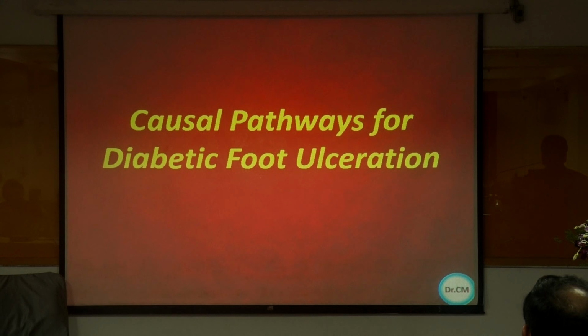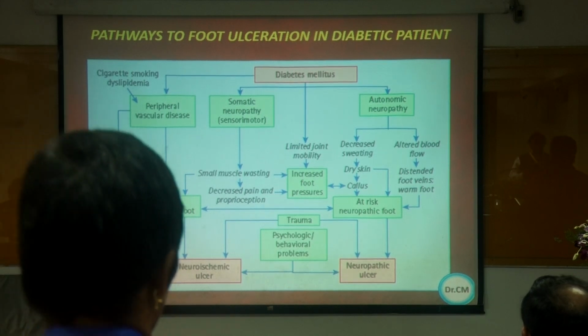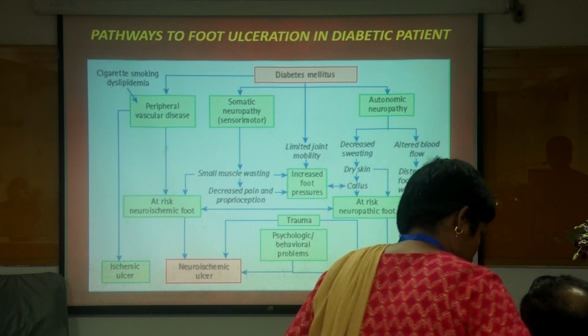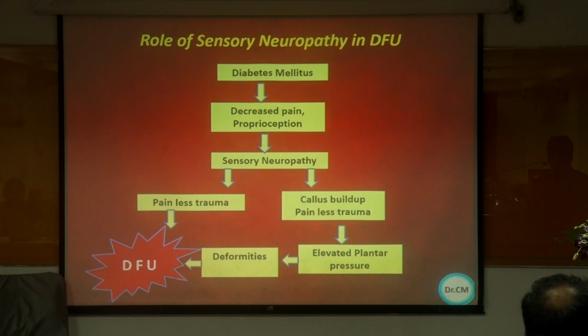So what are the causal pathways of diabetic foot ulceration? This one single slide covers the entire pathways of foot ulceration in the diabetic patient. See, diabetes mellitus, here PVD, here somatic neuropathy, that is sensory motor, here autonomic neuropathy. Let us see one by one.